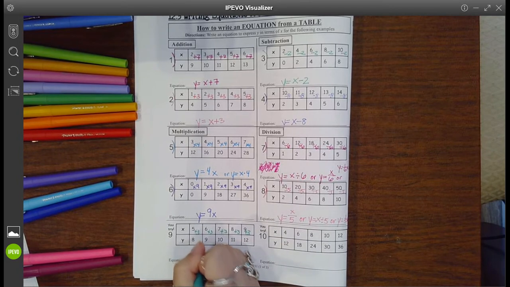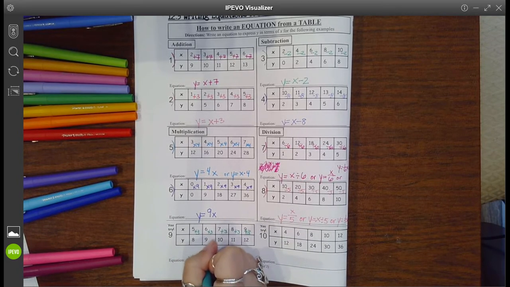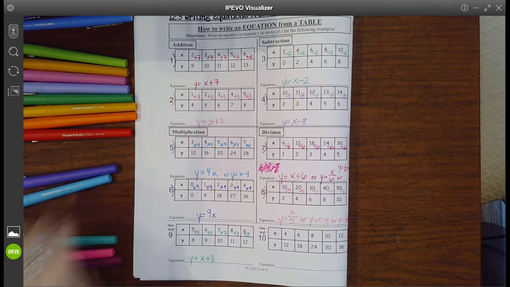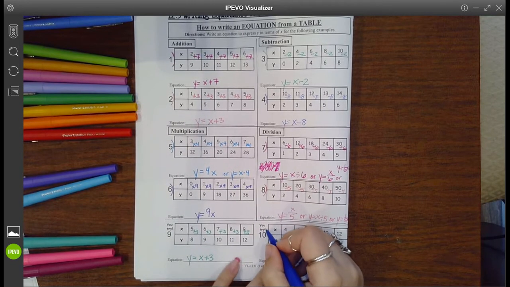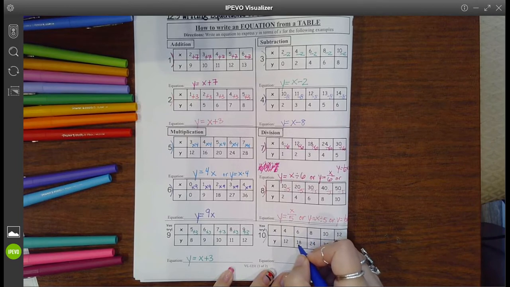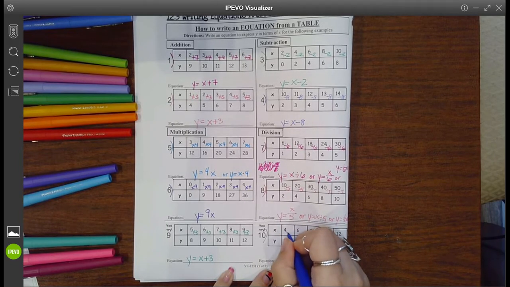So my equation would be take whatever x is and add 3. That will give me my y. For the next one that you tried, they were getting bigger too. So if you try adding, well, 4 plus 8 is 12, but 6 plus 8 is not 18. So let's try multiplying instead.